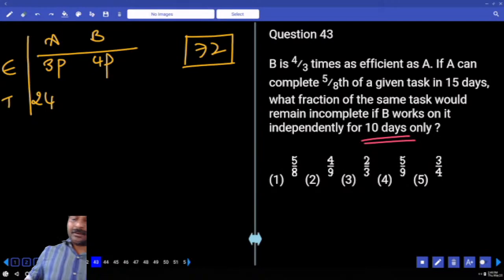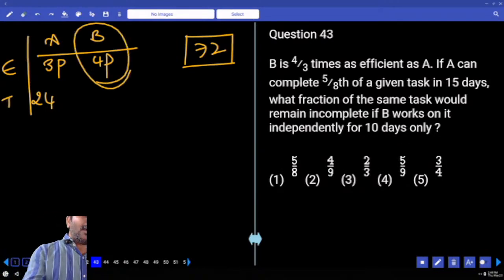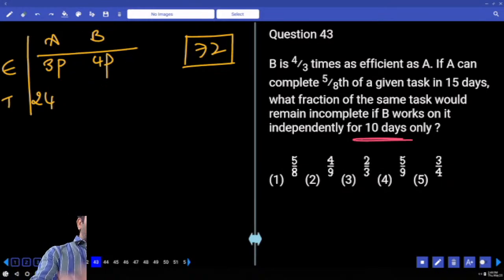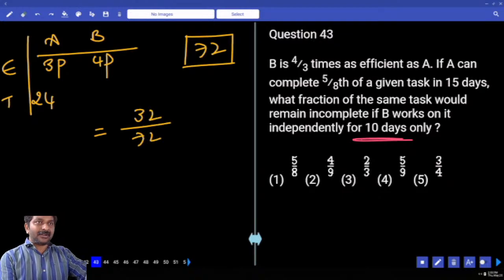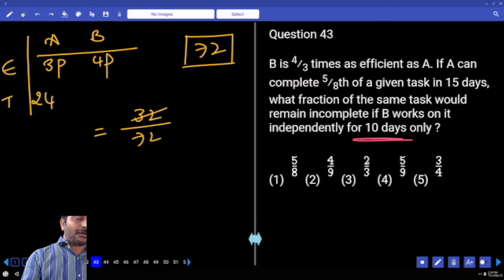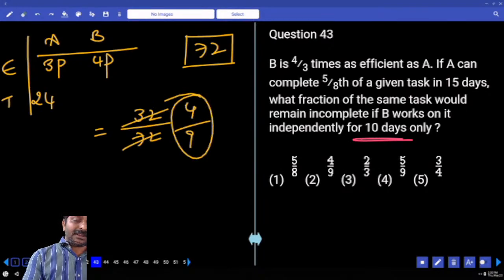Now B per day can do how much work? B worked for how many days? That means 40 units of work is done out of 72, then remaining 32 out of 72. So this much is remaining work only. Cancelling with 8, 8 8s are 64, 4 by 9 work is remaining.